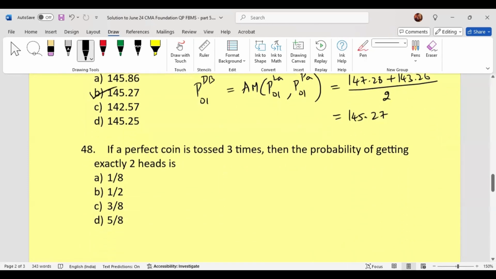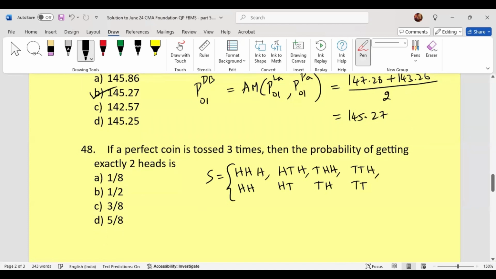Next one, if a perfect coin is tossed 3 times, then the probability of getting exactly 2 heads is. First, let me write the sample space. So first, I will write the 2 coin tossing sample space: HH, HT, TH, TT. Let me repeat it. Now we will append a head to the first row of everything, and a tail to the second row. So we got our sample space now.